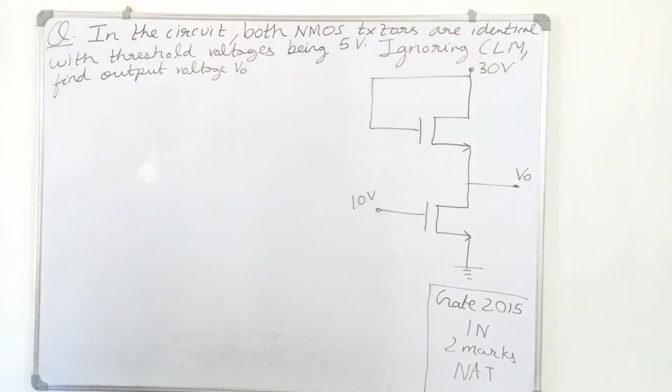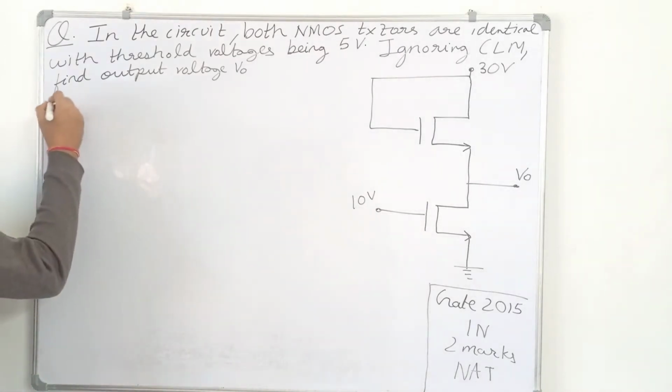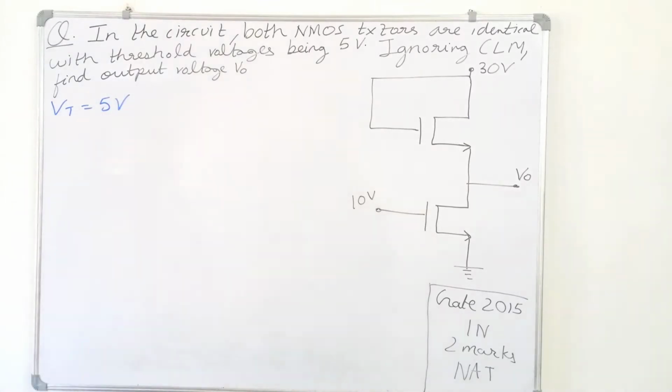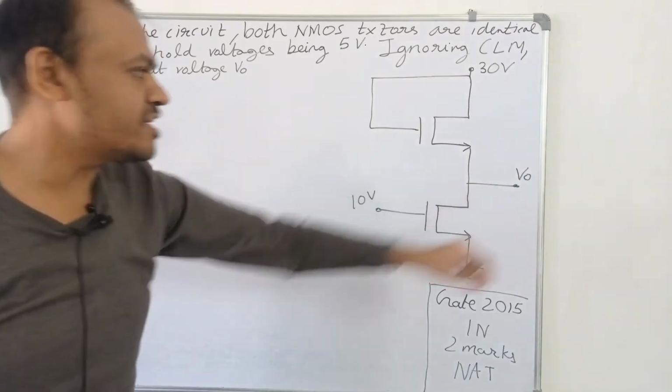The two NMOS transistors are identical with threshold voltage being 5 volt. So VT is given as 5 volt. Then it says ignoring channel length modulation. So there is no channel length modulation. We have to ignore the channel length modulation, and we have to find the output voltage V0.